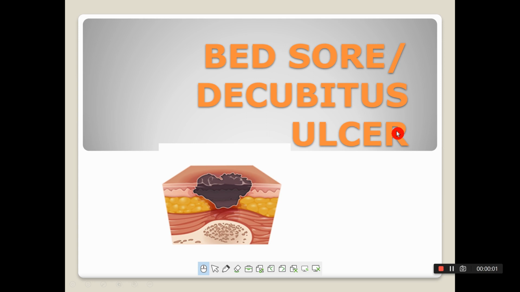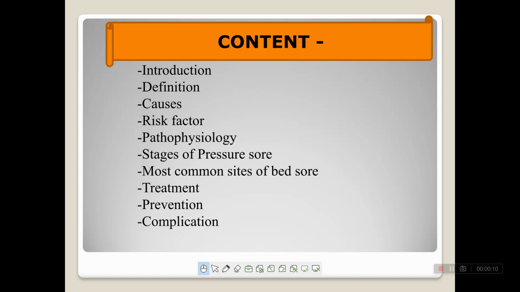Hello students, today I am going to discuss the bed sore, which is also known as a decubitus ulcer. Firstly we see the contents of the bed sore. Firstly we see the introduction of a bed sore and the definition of the bed sore.